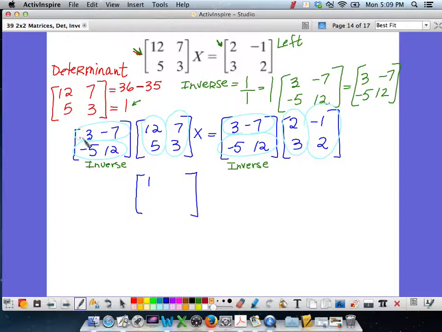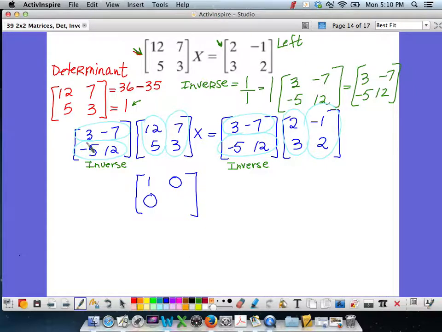Now I'm going to this row and this column. 3 times 7 is 21. Negative 7 times 3 is negative 21. Added together gives you 0. Second row: negative 5 times 12 is negative 60. Positive 12 times 5 is positive 60. Added together gives you 0.